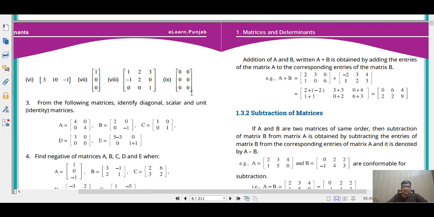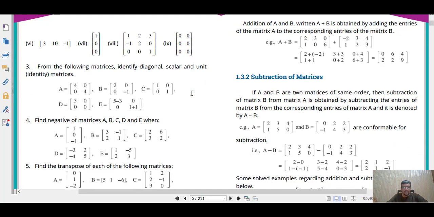So we are done with 2 questions of exercise 1.2. Now we are moving towards question number 3. In question number 3, we have some matrices, and we have to identify diagonal matrix, scalar matrix, and unit matrix, which is also known as identity matrix, which we have covered in question 1 and question 2 as well. So now we are going to discuss 2 more new types of matrices: one is diagonal matrix and the other is scalar matrix.